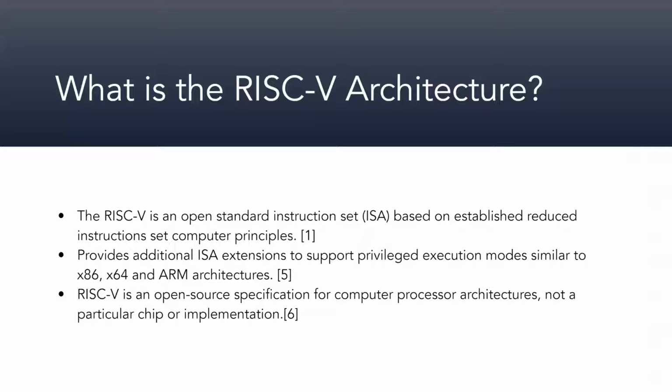So what is a RISC-V architecture? Well, RISC-V is an open standard instruction set based on established reduced instruction set computer principles. It also provides additional ISA extensions to support privileged execution modes similar to x86, x64, and ARM architectures. RISC-V is also an open source specification for computer processor architectures, not a particular chip or implementation.